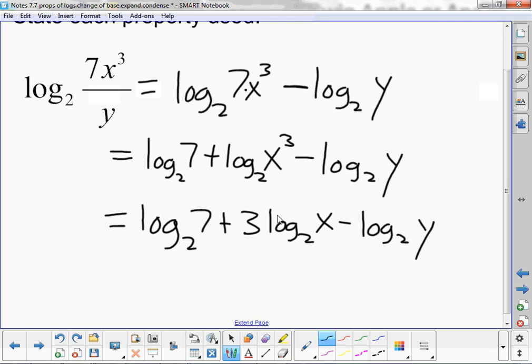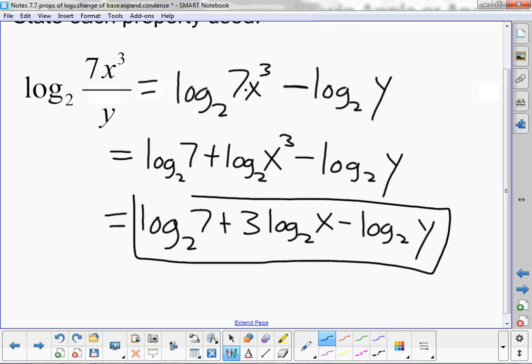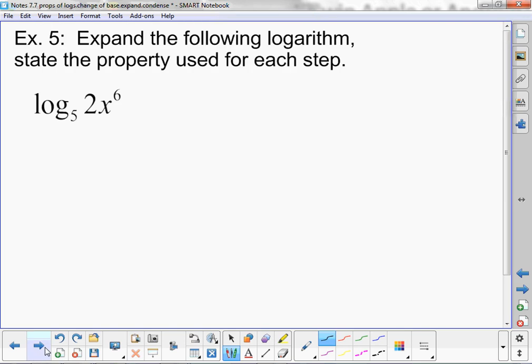Now double check it, make sure that there are no more products. Okay, looks like there are no more products. There are no more quotients. And there are no more exponents that I can simplify, so you are done. That's how you expand. Check for products, quotients, and exponents. Once you simplify as much as you can, you stop.